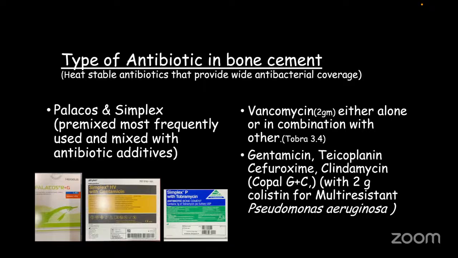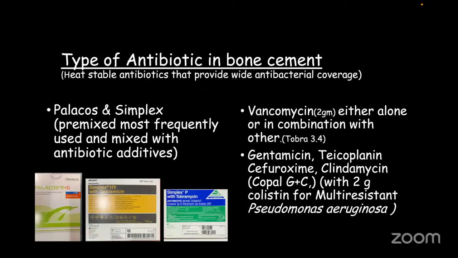What type of antibiotic in bone cement? Heat stable antibiotic that provides wide antibacterial coverage. The antibiotic cements which are readily available are the Palacos and the Simplex, where a premix most frequently used antibiotic is gentamicin.